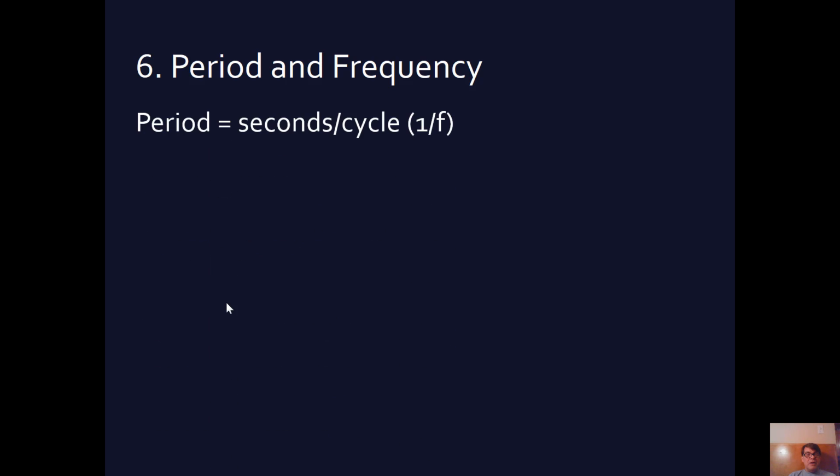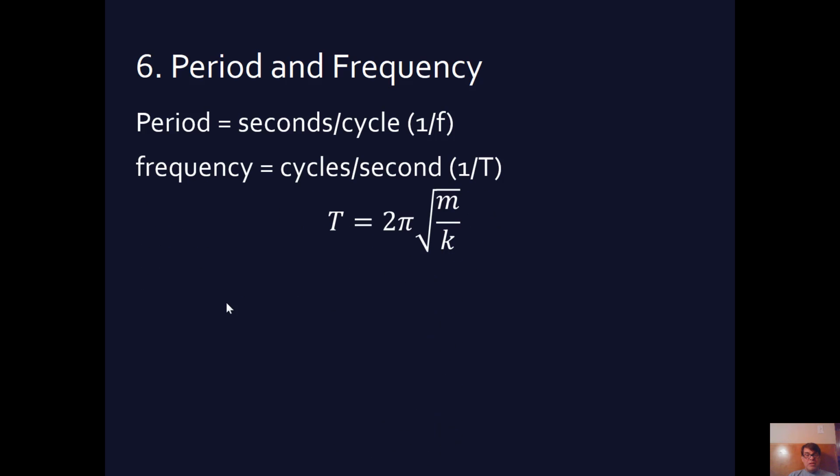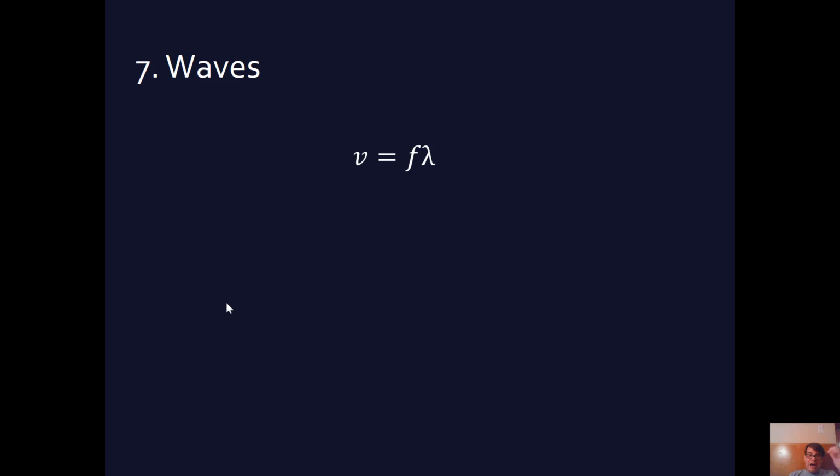Period and frequency. A period is seconds per cycle. Frequency is cycles per second. There is the way to find the period of a spring. For pendulums, there's the formula. Again, you'll probably be given these on a cheat sheet. And then lastly, waves. I decided not to repeat a lot of that detail, but just to go with velocity equals frequency times wavelength. And there you have it, a very quick review of second semester physics, high school that is, preparation for the AP exam.